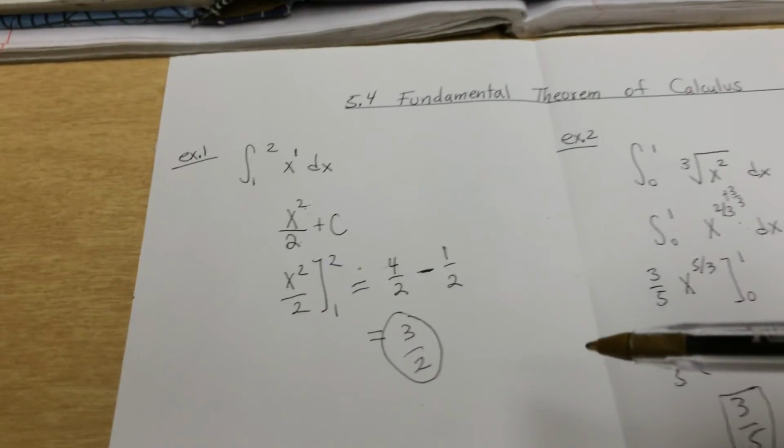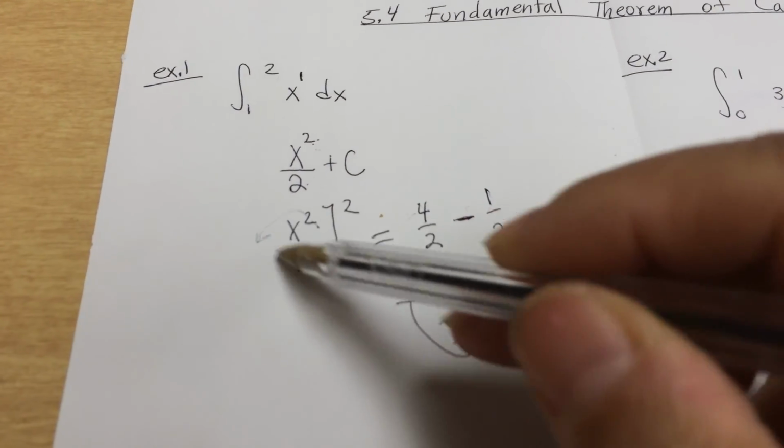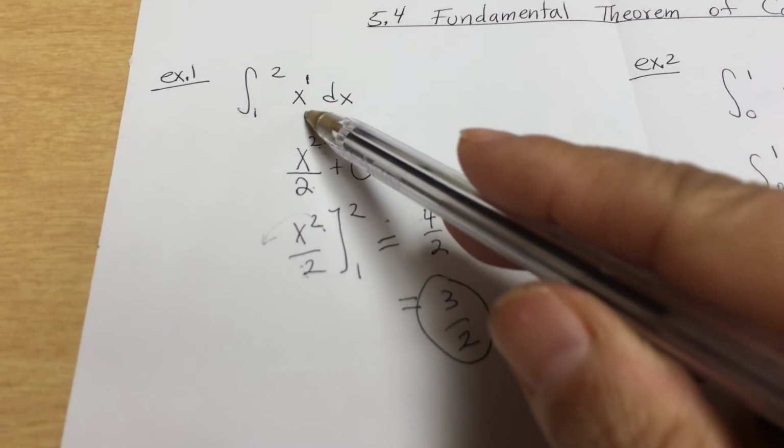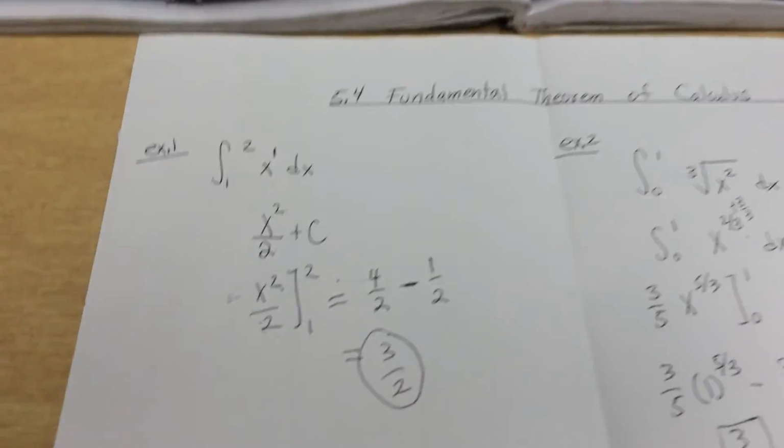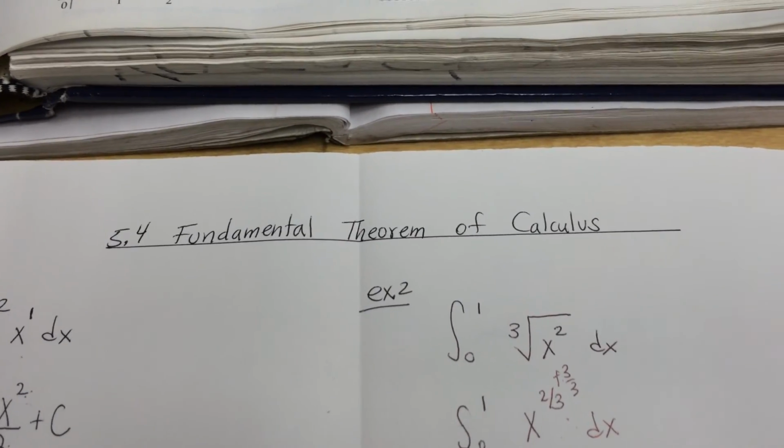Okay? And then last one right there, same thing with this one. If I bring the 2 down, right, the 2's will cancel each other out. It becomes x, your final answer. Okay, so that's the way to check your work for the basics of the antiderivative.